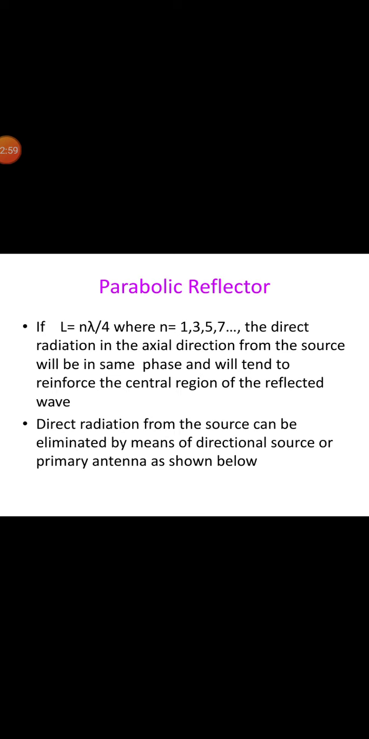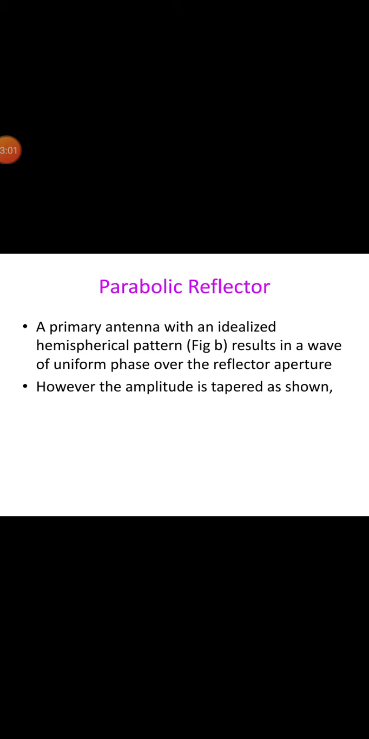Or L is equal to n lambda by 4, where n is equal to 1, 3, 5 and so on. The direct radiation in the axial direction from the source will be in the same phase and will tend to reinforce the central region of the reflected wave. A primary antenna with an idealized hemispherical pattern results in a wave of uniform phase over the reflector aperture. However, the amplitude will be tapered, as you can see in this diagram.